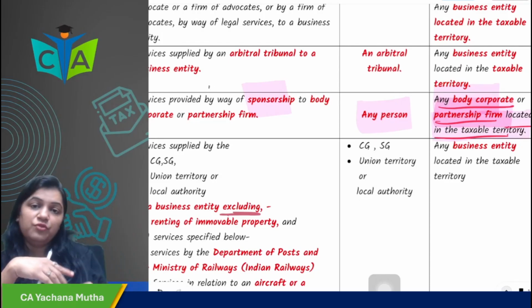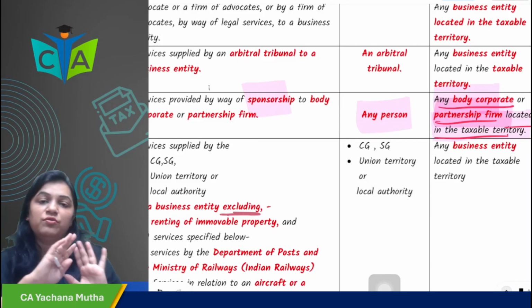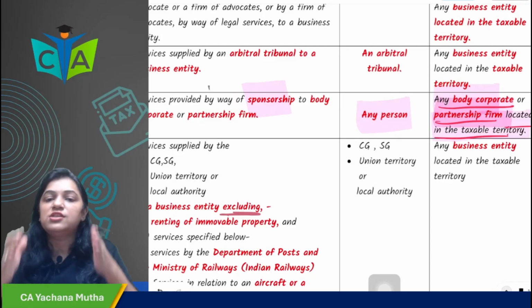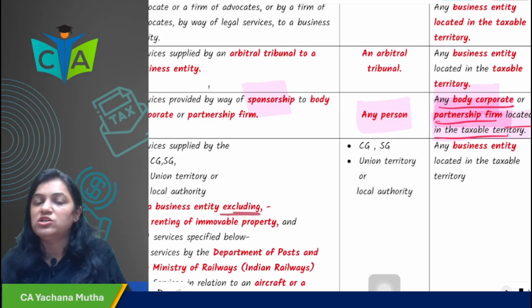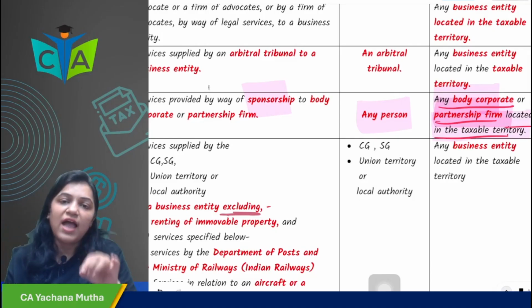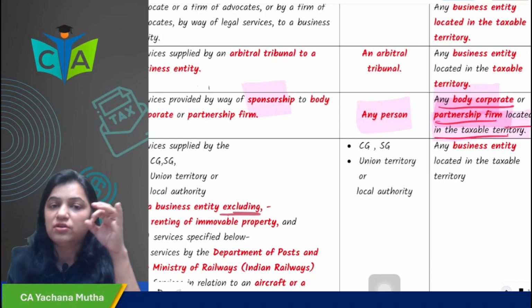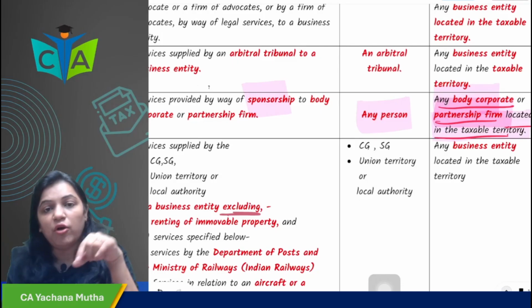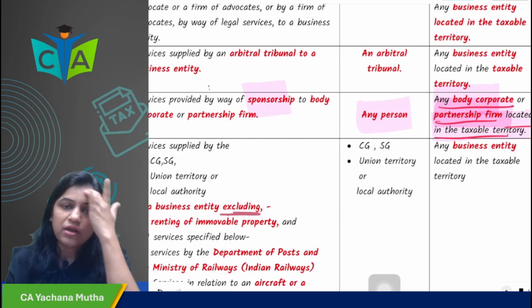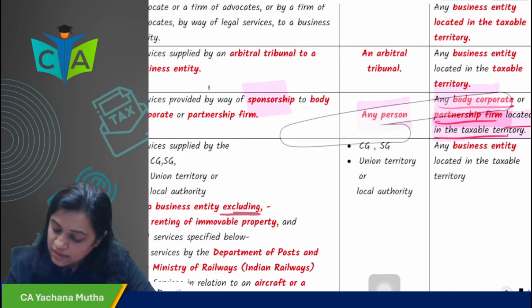Okay. So, if they are providing services to any individual, then reverse charge is not applicable. Who is the supplier of service? Any person. Who is the recipient of service? Body corporate or partnership firm. Which service are we talking about? Sponsorship. So, in that case, tax will be discharged under reverse charge basis by the body corporate or the partnership firm located in the taxable territory. I hope it is clear.